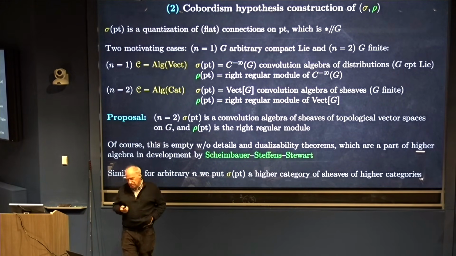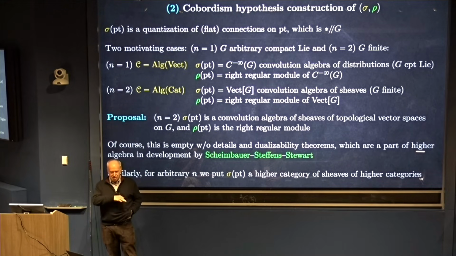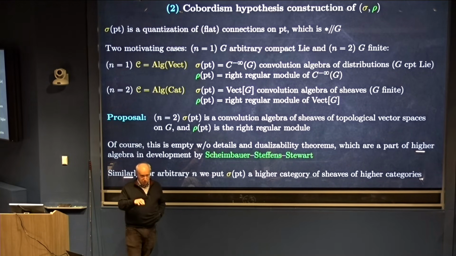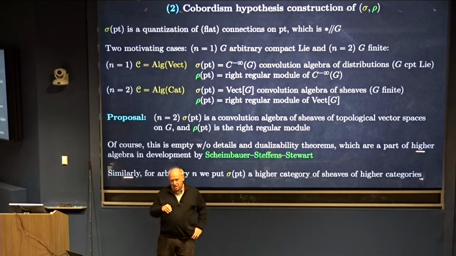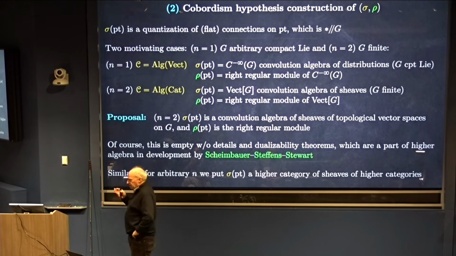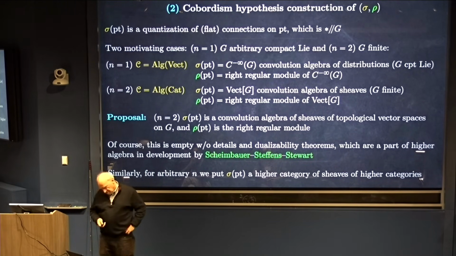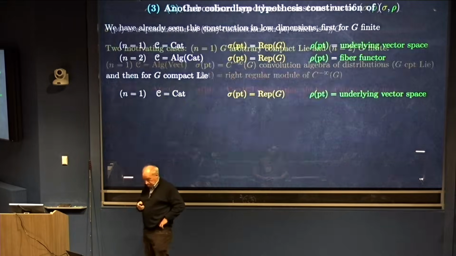Okay, so in higher dimensions, you might think that then we take, again, a convolution algebra of sheaves on the Lie group, but now the fibers should be higher categorical in some form. But there, I think the higher algebra is a little bit further off to make sense of that.